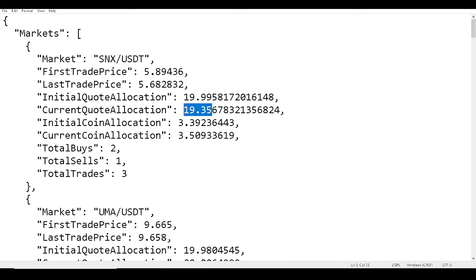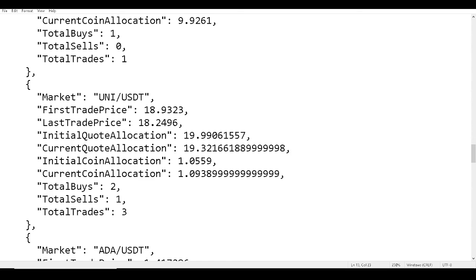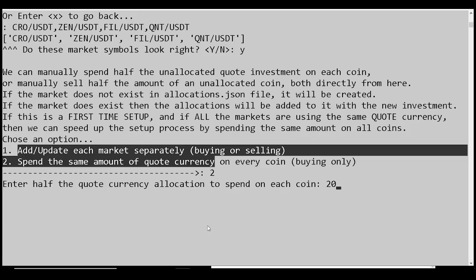Looks like some extra quote has been spent, and some extra coin has been attained, which makes sense because we've had two buys and one sell. And so after every trade, the current allocation for quote and coin updates, and the total number of buys and sells updates. When allocations first get set up, we don't count that first setup as a buy or a sell. So the total number of trades is 0 to begin with. Okay, and these are all the 20 coins that I've done so far. And that wraps it up for the allocation setup.